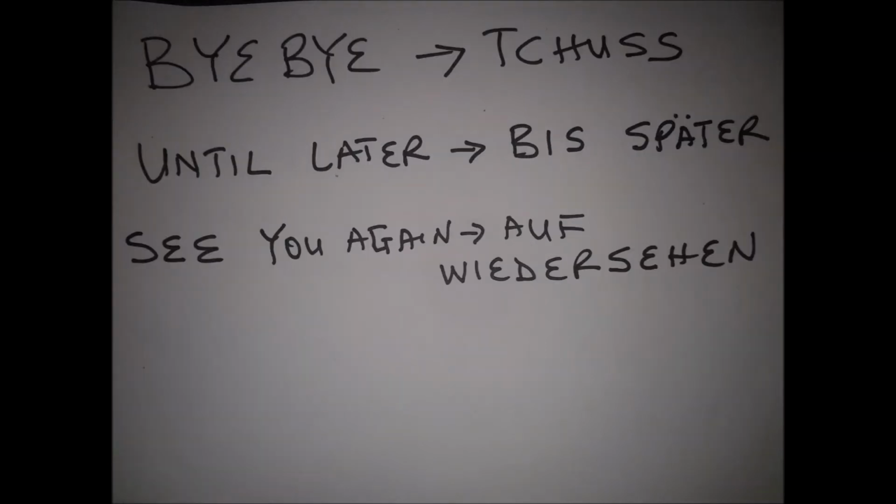Thank you. Bye-bye. In German, when you want to tell a person bye-bye, see you later, or see you again, you either say tschüss, bis später, or auf Wiedersehen. Tschüss actually means bye-bye. Bis später means until later, see you later. Auf Wiedersehen usually means see you again, but people use it to mean bye-bye. So the three ways you can tell a person bye-bye are tschüss, bis später, or auf Wiedersehen.